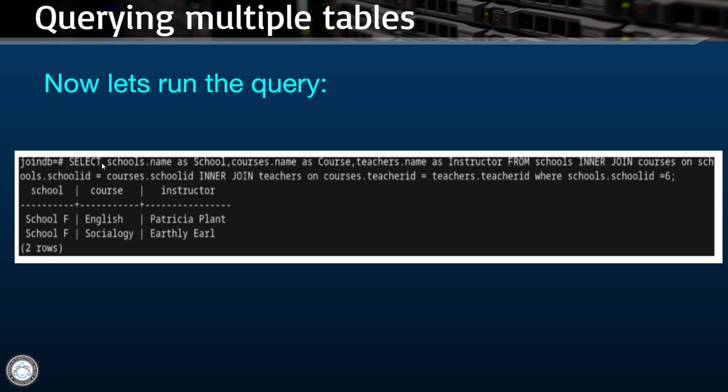So it looks like there are 2 courses being taught in the school whose school ID is number 6, which is School F. English and sociology are being taught there, and now we know that Patricia and Earthly are the teachers of these.